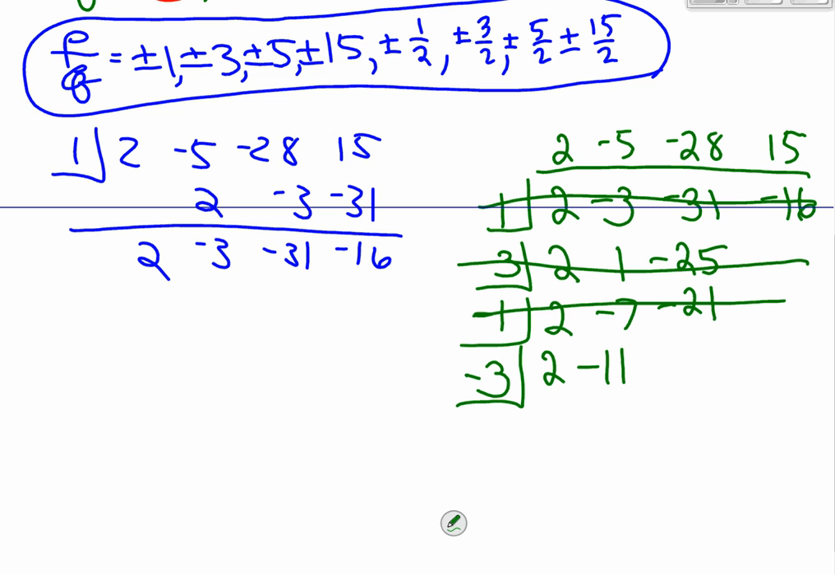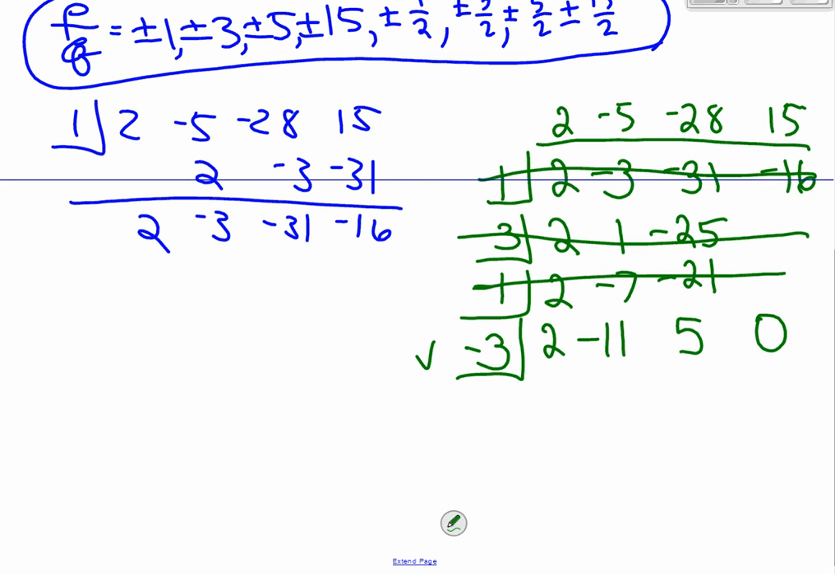-11 times -3 is 33, right? 33 minus 28 is what? 5. I think 33 was positive, so 5. And then -15 plus 15 is 0. So I usually give myself a little check. That worked. Check, that worked.